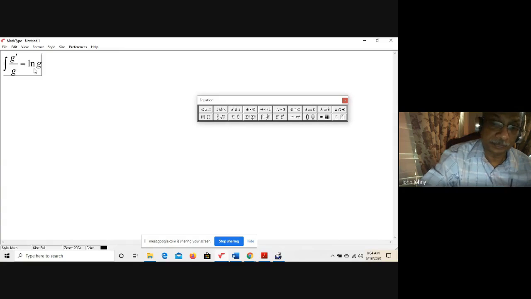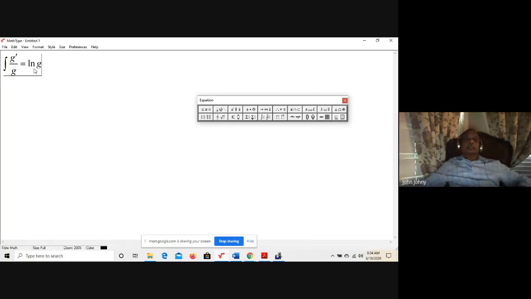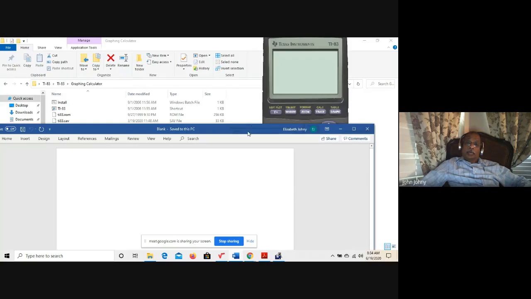g. So that is the formula, and you can very easily prove it. You substitute g is equal to u, then g prime dx will be du. So you are using this formula: if the numerator is the derivative of the denominator, then the answer is natural log of the denominator. Okay, we continue.